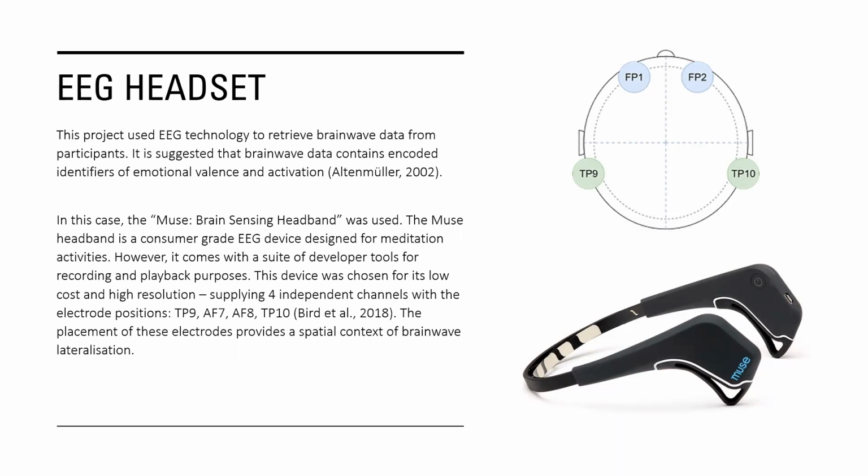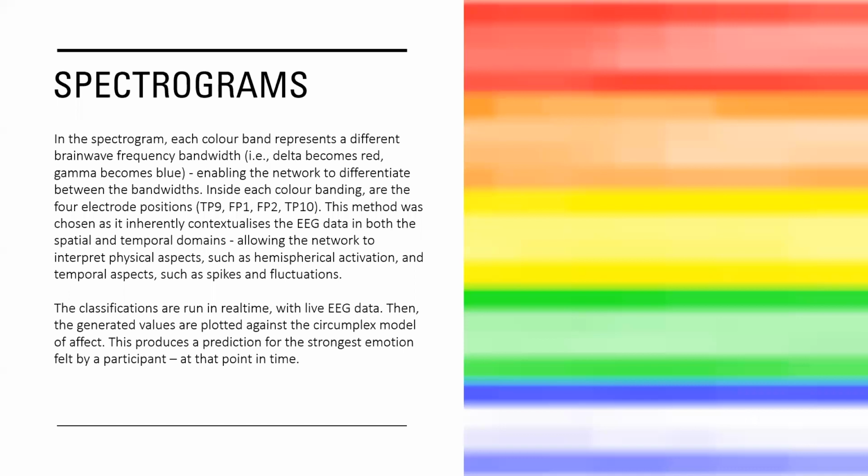From the EEG and converted spectrum image, in the spectrogram, each color band, so red, orange, yellow, green, blue, represents different frequency widths. So delta is red, gamma blue, and this enables the network to differentiate between the different bands. Inside each color banding are the four electrode positions.